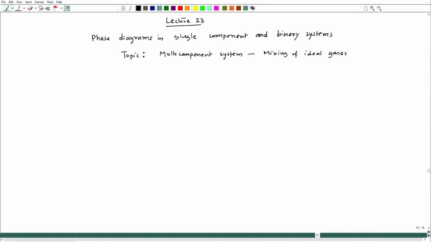In fact, with the knowledge we will have while treating ideal gas mixing, we can take that knowledge to the system where condensed components will be mixed. So, today's topic is multi-component system and mixing of ideal gases. That will be our treatment.